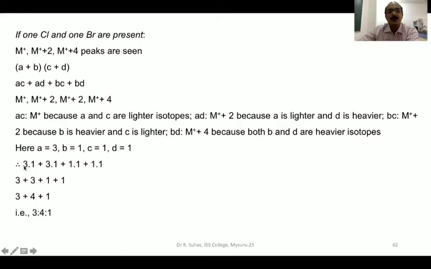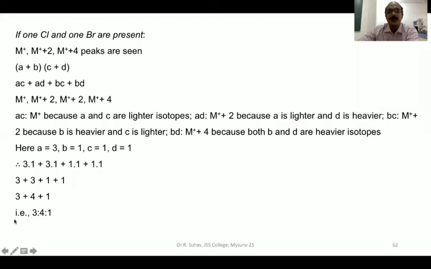So 3 into 1 is 3, 3 into 1 is 3, 1 into 1 is 1, 1 into 1 is 1. Now the outermost terms we keep as such, and the middle ones we add up. So 3 we keep as such, 1 we keep as such, and the middle ones add up: 3 plus 1 becomes 4. So it becomes 3:4:1.